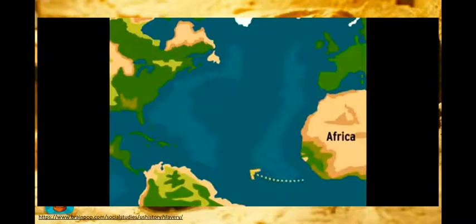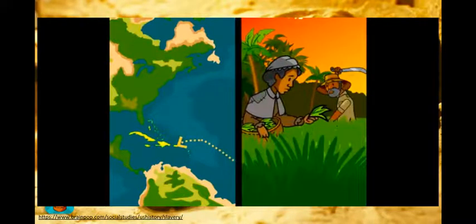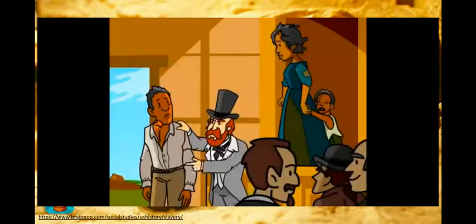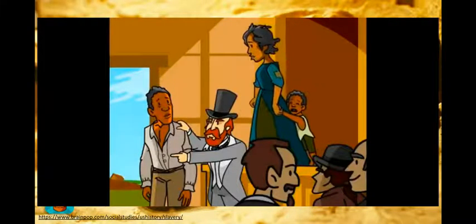The first stop was the West Indies, islands in the Caribbean. Some enslaved people were kept there as plantation workers. Others were sent to America, where they were sold at auctions. Families were broken up and sold to different planters.